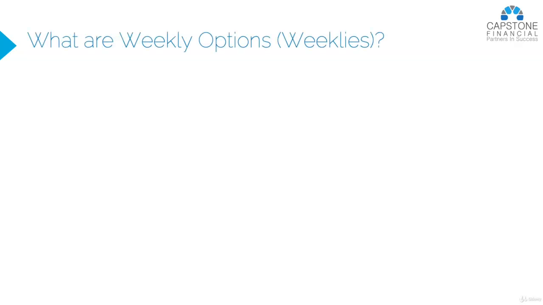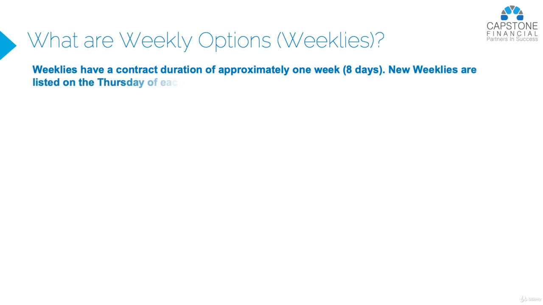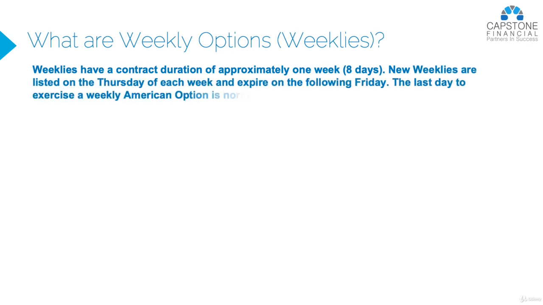So what are weekly options, often referred to as weeklies? Most new option traders suspect that weekly options are Monday through Friday. Actually, they are listed on the exchange the prior Thursday and they expire the following Friday.